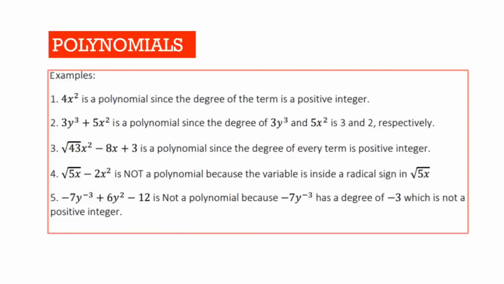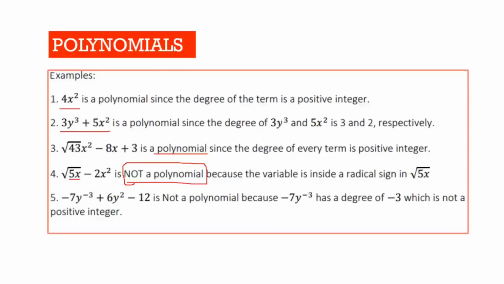Here are examples of polynomials. For number 1, 4x squared is a polynomial since the degree of the term is a positive integer. Number 2, we have here a polynomial with 2 terms, and the degrees are both positive or whole numbers. Number 3 is also a polynomial because the only number inside the radical sign is 43, while x is outside. It is not included inside the radical sign.